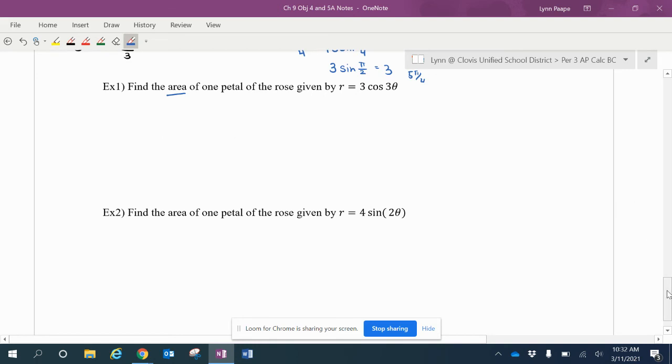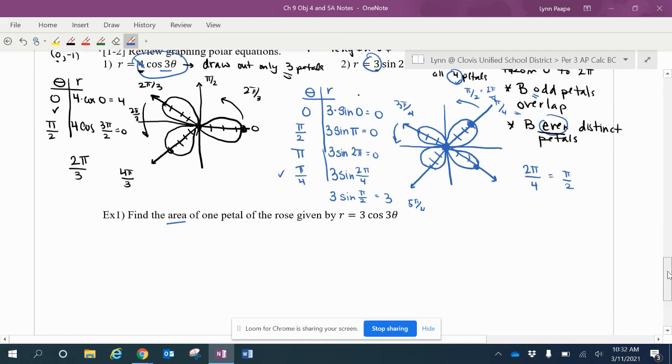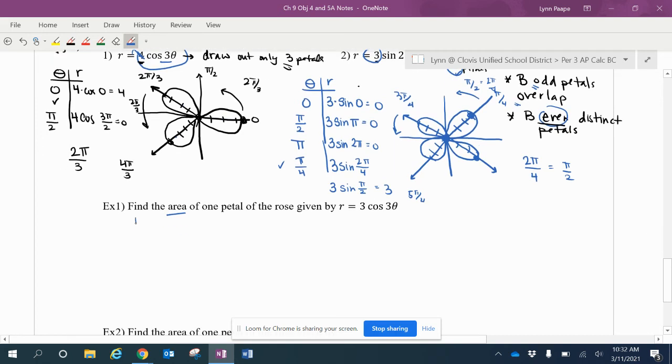So the 3 cosine 3 theta, we already graphed cosine of 3 theta, so we have an idea of what the graph is going to look like. The only difference is instead of going out 4 units, we're going to go out 3. So we already have the idea of the graph, so let's go ahead and just mimic that. And I only need to do it for 1 petal, so I'm only going to draw that one in. I'm going to just go out 3 units though, instead of 4. And then I have this graph. And I know there's 2 more petals, but I only have to find the area of 1. So then our job now is to figure out, well, how do I find the area of that?